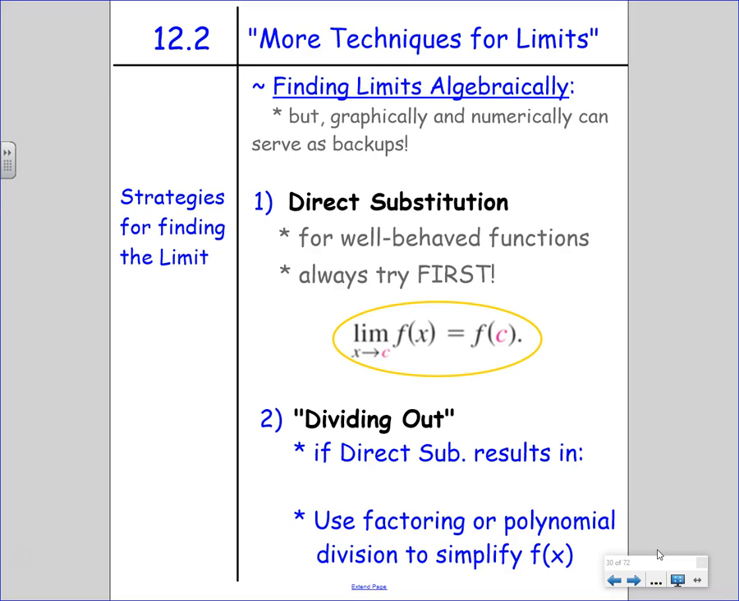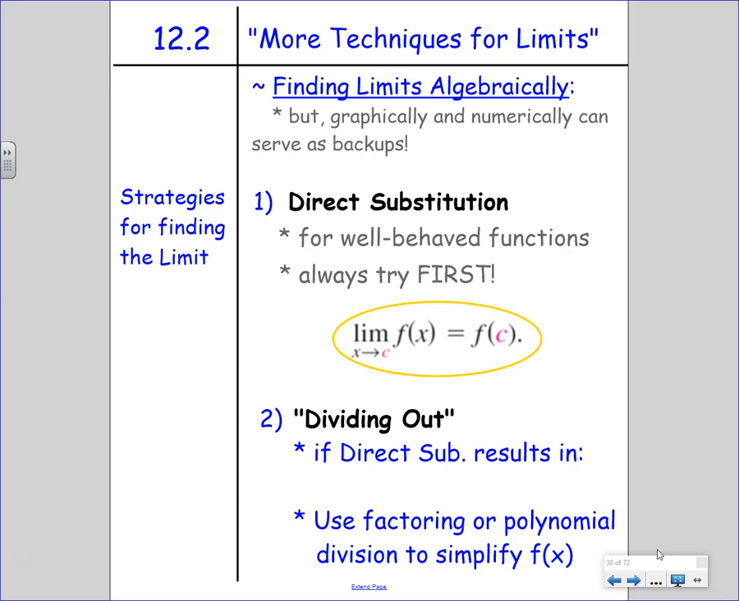But trying to find the limits by hand. The first thing we always want to try is direct substitution. But what I was saying is, well, 12.1 showed us direct substitution. It was easy, and we liked that. So why on earth is there another section? Well, because not every function is well behaved.